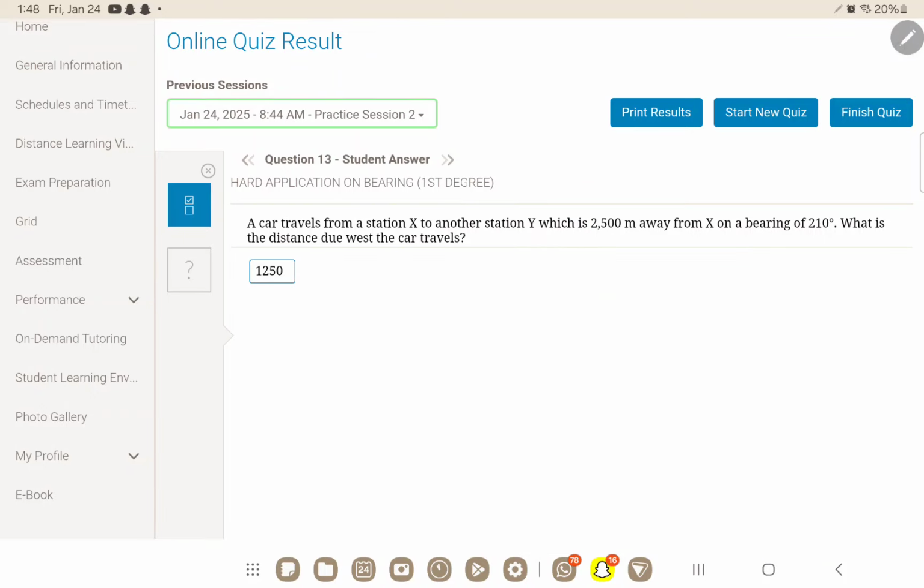Okay, so here are these questions about bearings. A car travels from station X. So you have station X with the north bearing here to another station Y, which is 2,500 meters away from X on a bearing of 210. Now, we need to know one thing about X, that we need to draw the rest of the coordinates for X. So this point here is X.